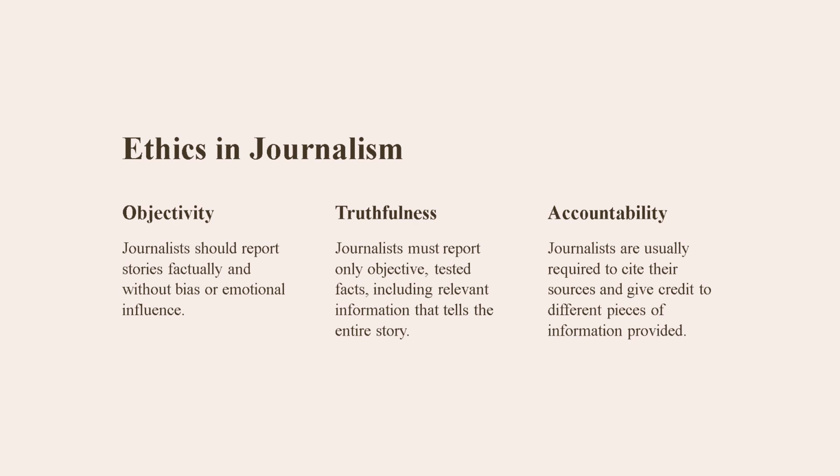When it comes to objectivity, journalists should report stories factually without any bias or emotional influence. They should be truthful. That means they should only report what is right, tested facts, and relevant information that tells the entire story should not be hidden. And accountability, journalists are usually required to cite their sources and give credit to different pieces of information, which is part of their ethics.